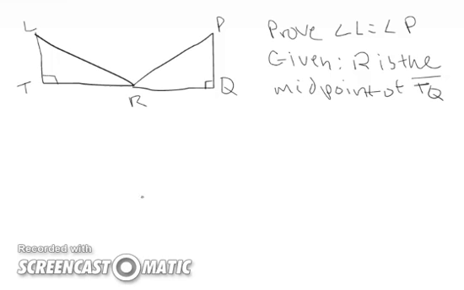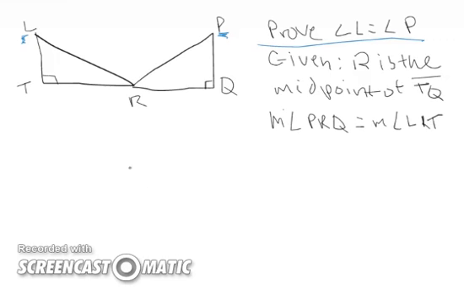This is a proof. I'm trying to prove that these two angles right here, angle P and angle L, are congruent to each other. Okay? I'm given R is the midpoint of TQ, and I'm also given, sorry I didn't write this, I was also given that, so that's one thing. And then I was also given that the measure of PRQ is equal to the measure of angle LRT.